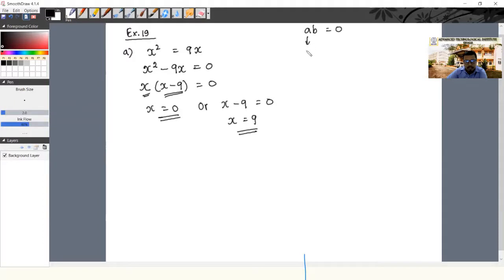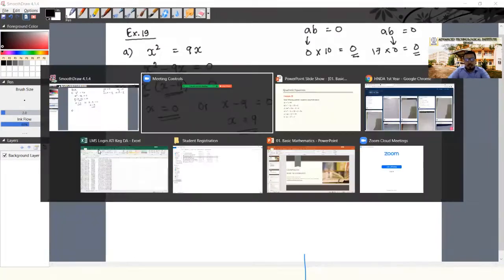Now assume the value of a is 0. B is any number, maybe 10, 20, 15, whatever it is, the answer will be 0. Assume the other way around. Now the value of b is 0, but the value of a may be 7, 5, 17, whatever it is, again the answer will be 0. This principle we have used in solving this. Either x should equal 0, or x minus 9 should equal 0. Therefore, x should be 0 or 9. That is part A.